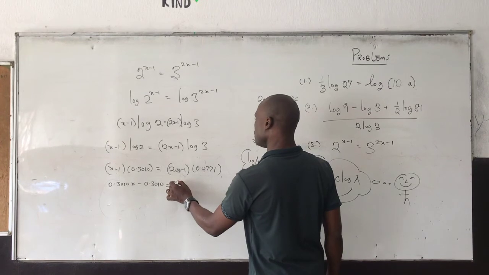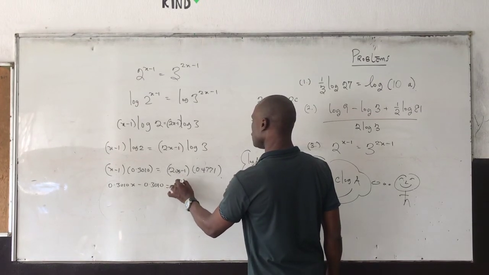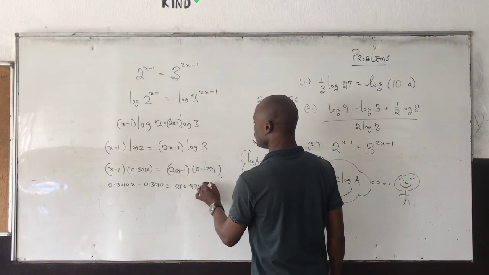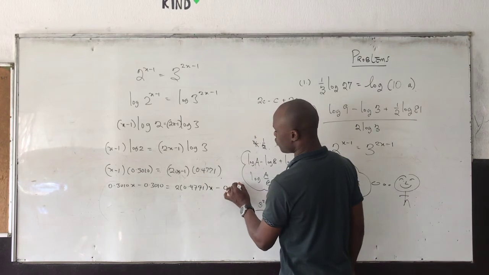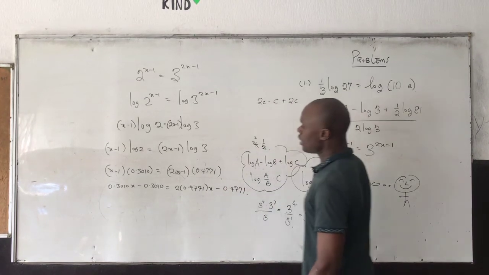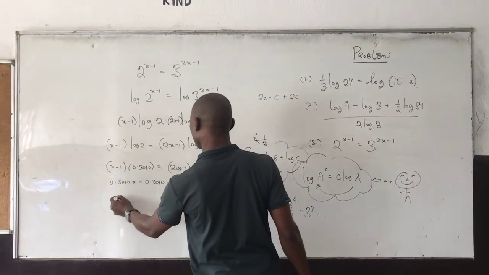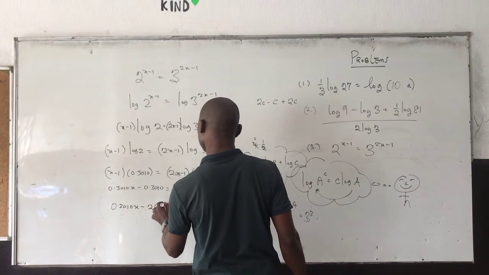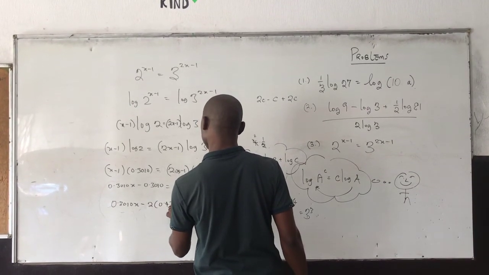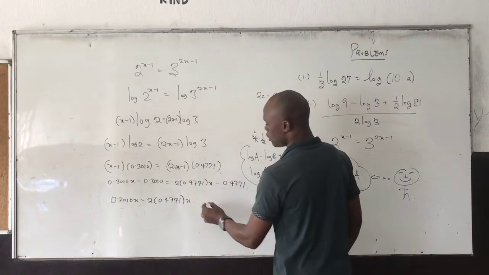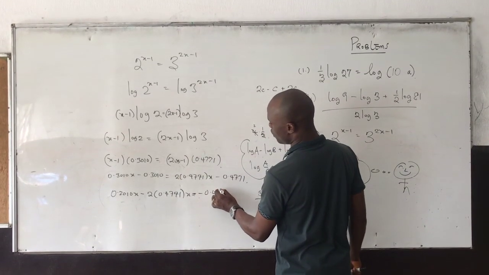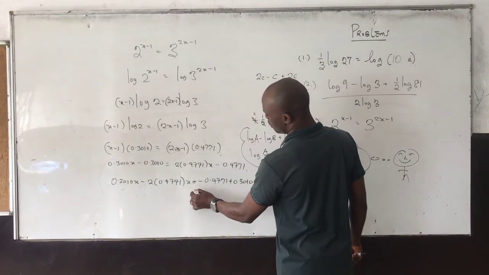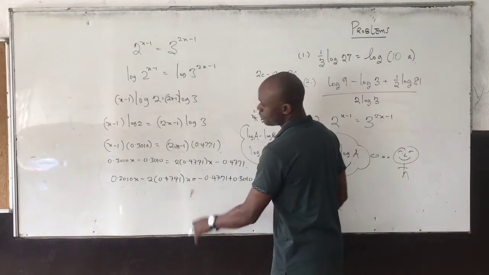This time this will give us 2 into 0.4771. So we get x and minus 0.4771. So we can collect like terms to have 0.3010x minus 2 into 0.4771x equals to minus 0.4771 plus 0.301. So I would not want to go further here.